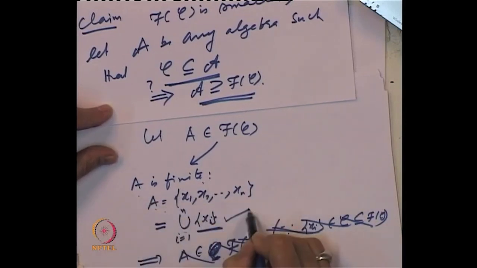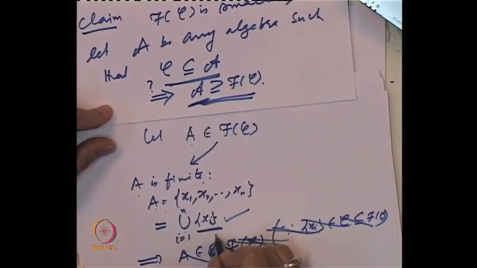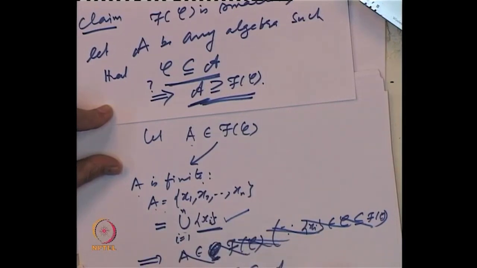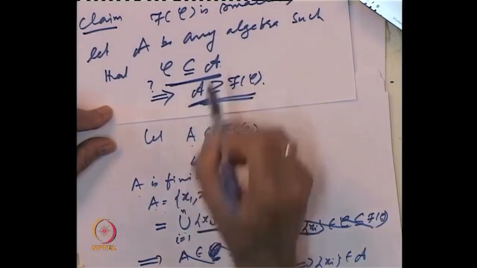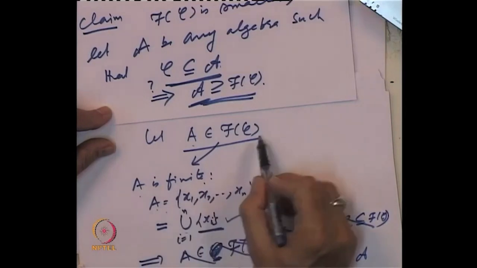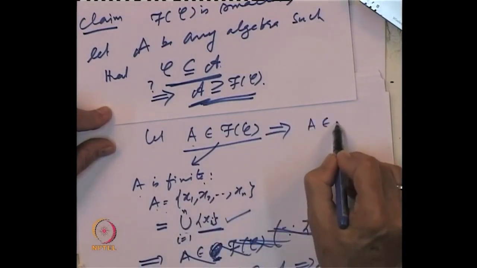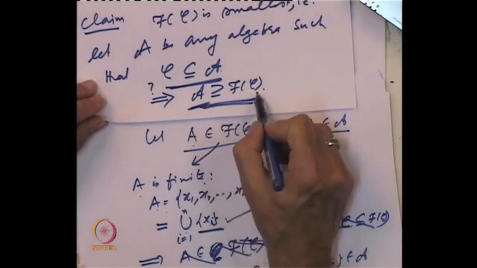So, let A be finite. We want to show that A is inside the class A. Each x i belongs to C. C is contained in A. That means each x i belongs to A. And A is an algebra. So, that implies that the union, so A belongs to A. Same argument, basically using that C is inside A and A is an algebra. So, if A belongs to F of C, then this implies that A belongs to A. So, that proves that A always includes F of C.